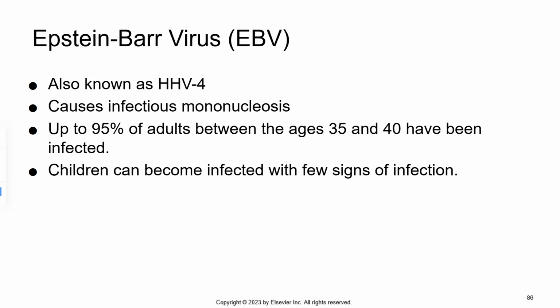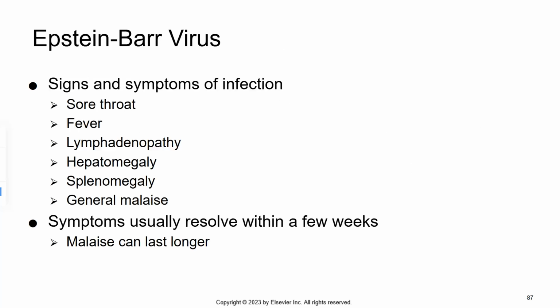Moving on to Epstein-Barr virus, EBV. EBV is also known as HHV4. It causes infectious mononucleosis. Up to 95% of adults between ages 35 and 40 have been infected. Children can become infected with few signs of infection. Signs include sore throat, fever, lymphadenopathy, hepatomegaly, splenomegaly, and general malaise.